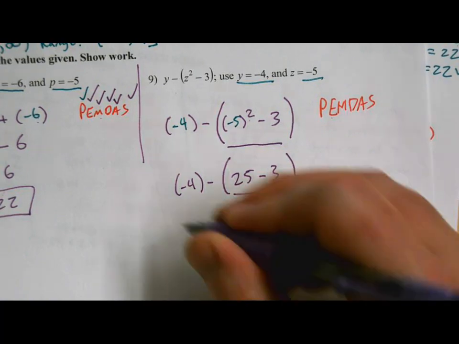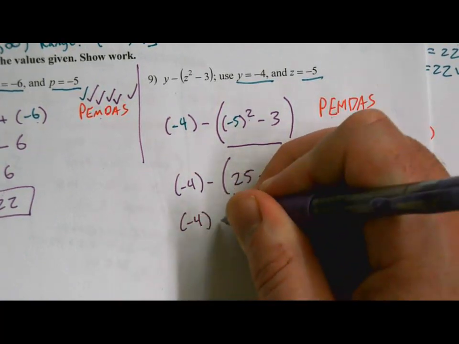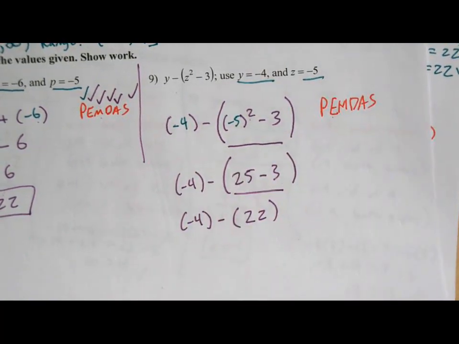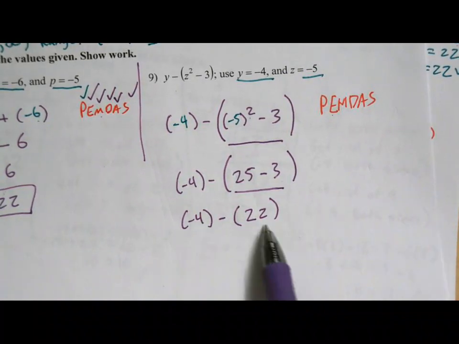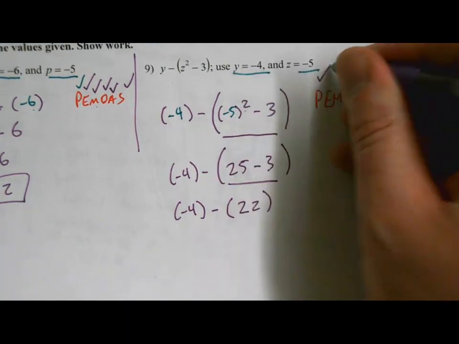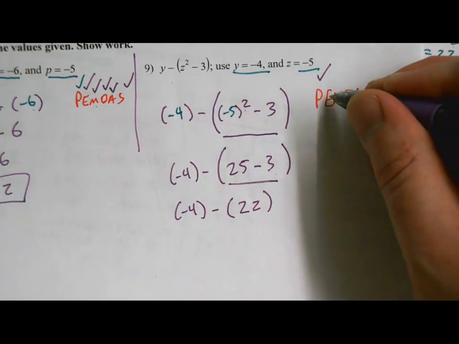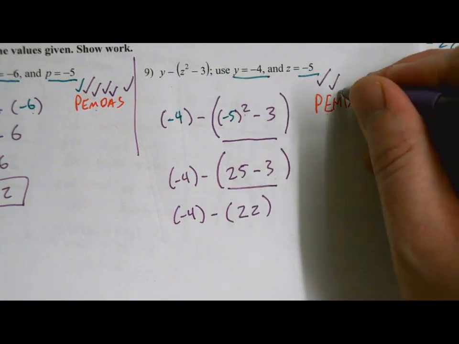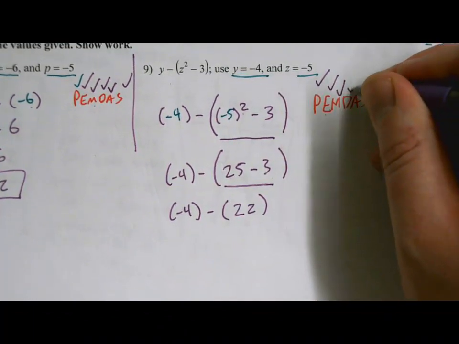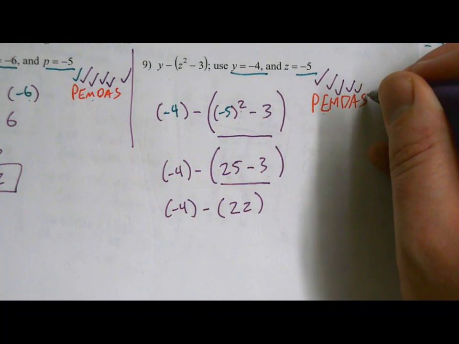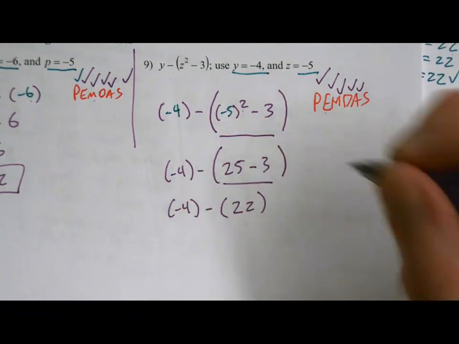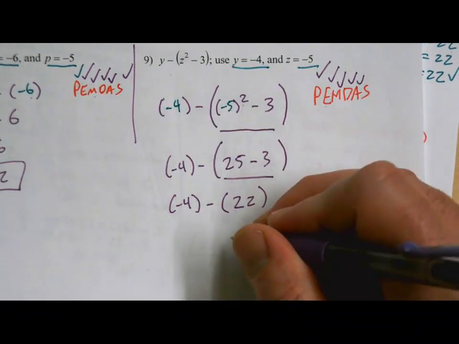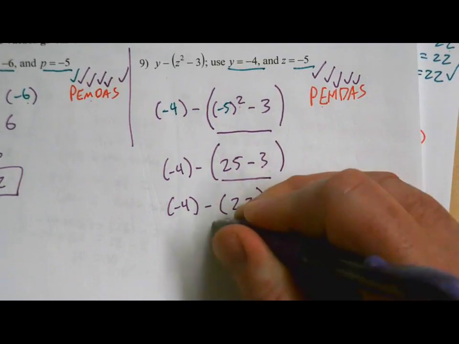We'll bring down the -4 and the minus. Are we done with parentheses now? Yes, we got a single number inside each parenthesis, so we're good. All right, moving on to E for exponents. There are no exponents left. M for multiplication. I don't see any multiplication. No division, no addition. The only thing left is subtraction. We're doing -4 minus 22, and that is -26 for our final answer.